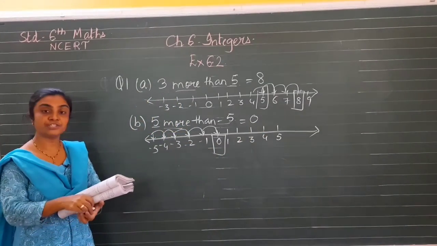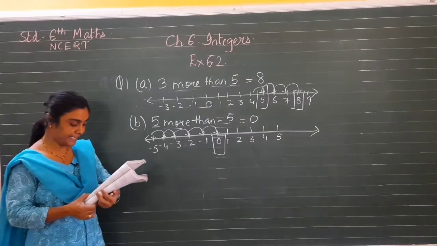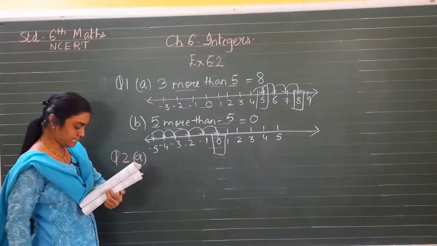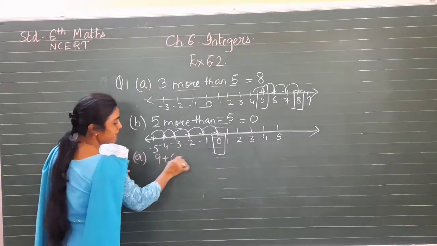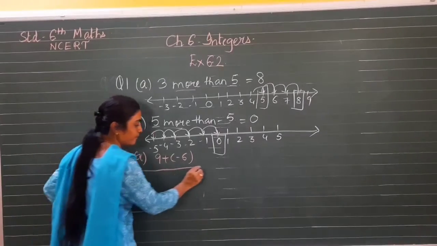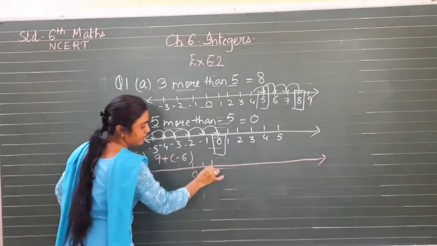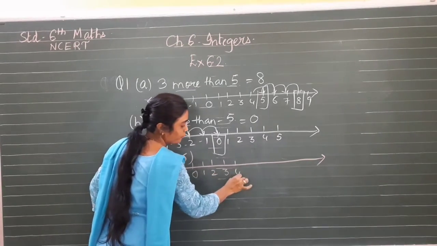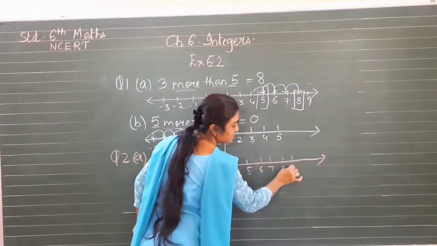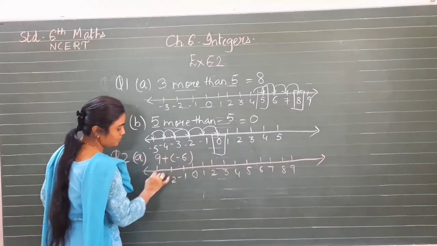Now let us see question number 2. Use number line and add the following integers. Now again we have to use the number line. The first one is 9 plus minus 6. Now let us draw a number line. 0, 1, 2, 3, 4, 5, 6, 7, 8, 9. Minus 1, minus 2, minus 3.